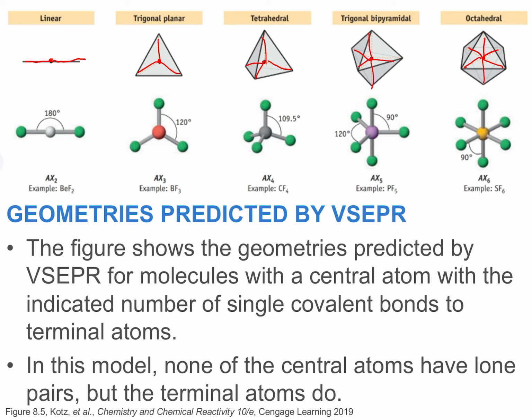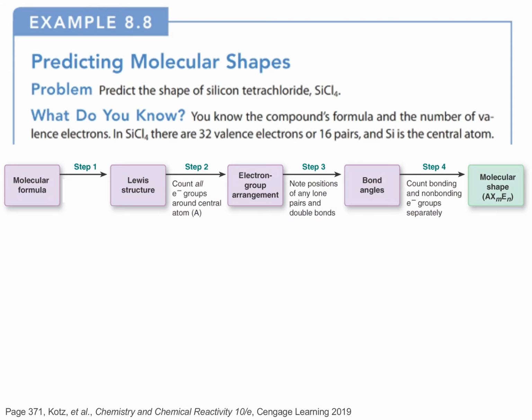So in this model, none of these central atoms have lone pairs of electrons. All of the electrons are involved in bonds, but the terminal atoms most likely do have lone pairs of electrons, except if you have hydrogen.